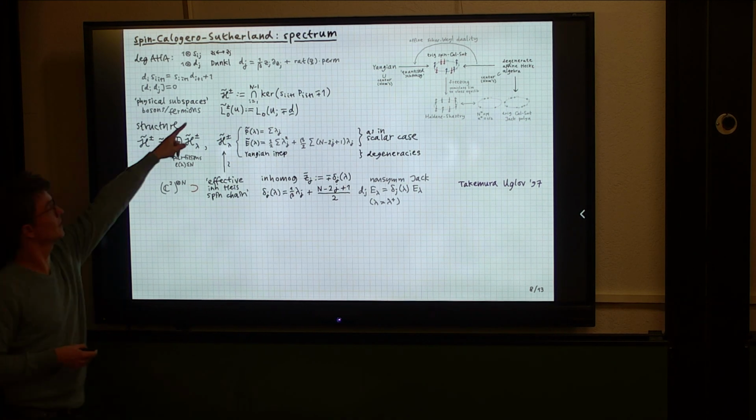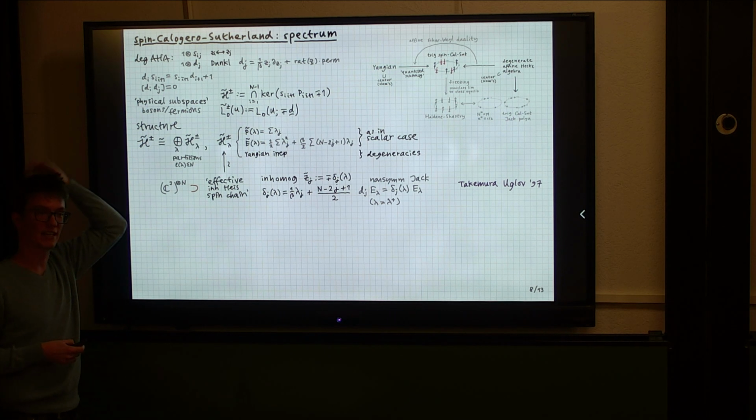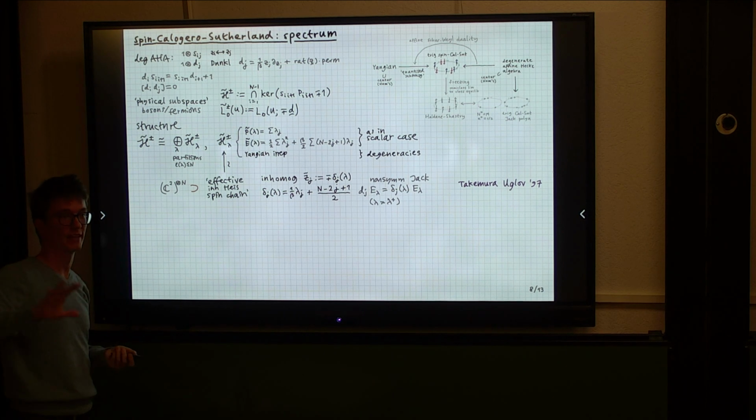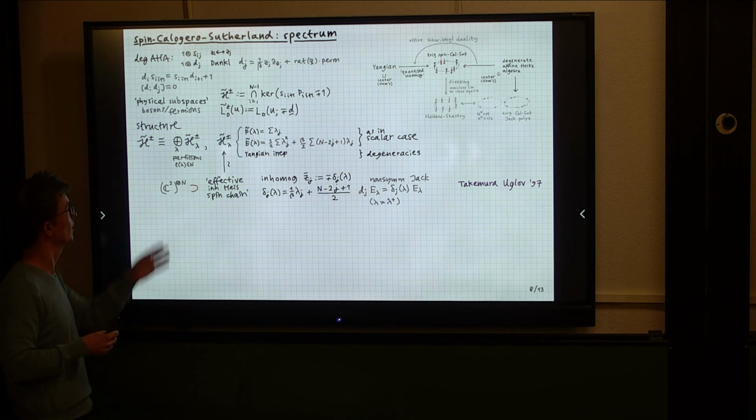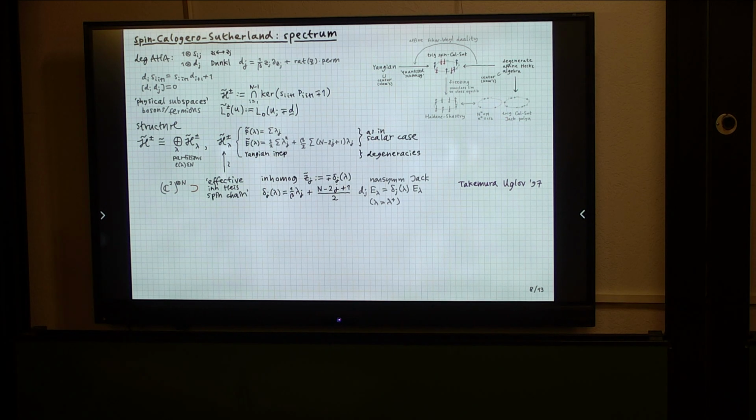So this structure, these bosonic and fermionic spaces, they have an extremely neat structure. So we can characterize them very, very explicitly without Bethe ansatz. Just like what happened for the scalar Calogero, you get Jack polynomials, and we know exactly the eigenvalues, no Bethe ansatz equations. So this generalizes to the spin setting.